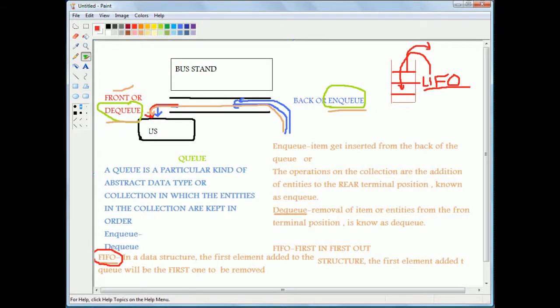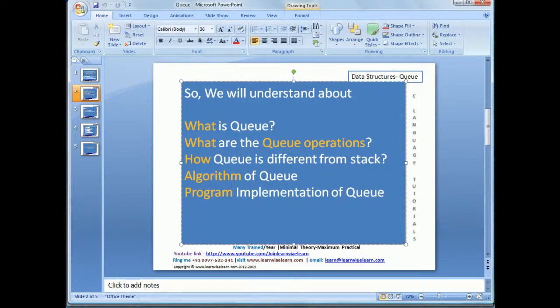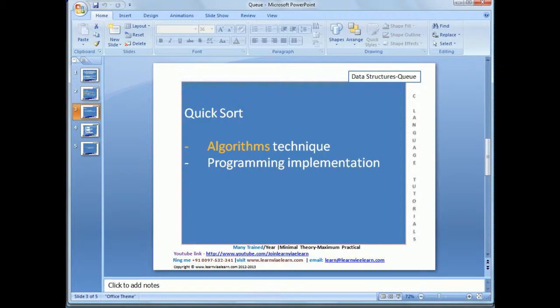Alright, now let's see the algorithm of queue. I'm sorry, this should be queue, not sort. Actually, I have used the same PPT that I made for quick sort. That's the reason it is showing quick sort. Now, how are we going to implement this queue? For that we need to understand the algorithm.